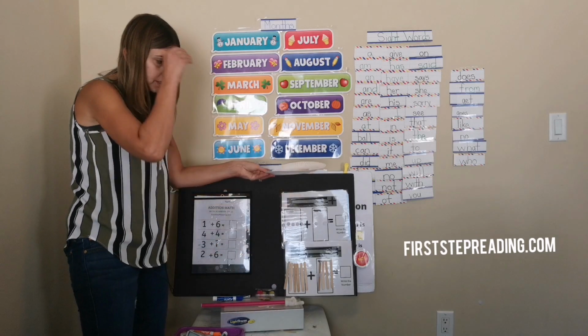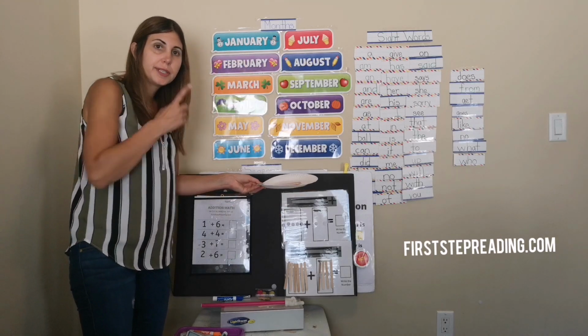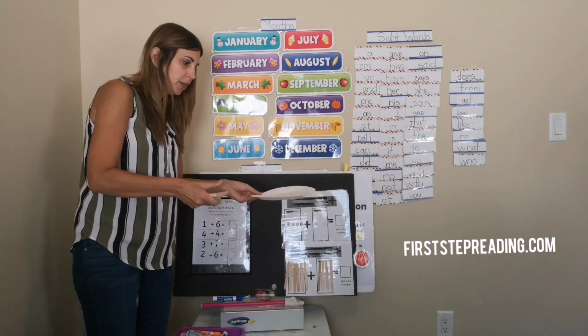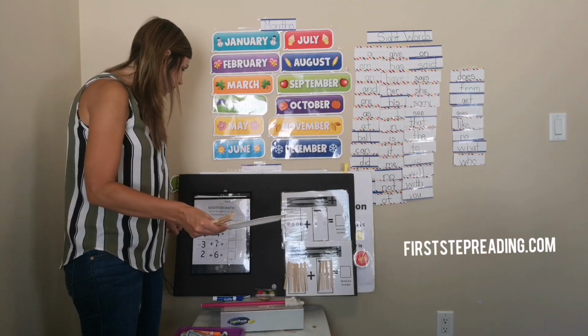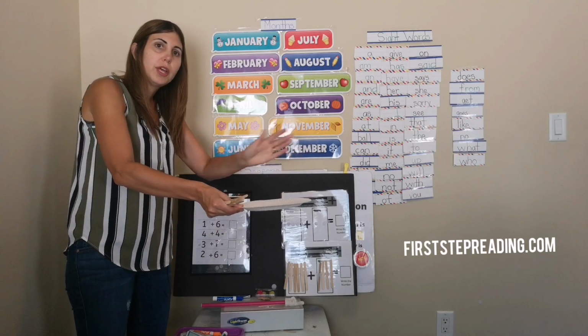1, 2, 3, 4, 5, 6, 7. So if it's on the plate, that means I counted it. So you can have a system so you know which ones you counted and which ones you didn't. You can have 2 plates. You can have 1 plate for your 1 and 6, and you can have another plate where you transfer them so that you count them all.